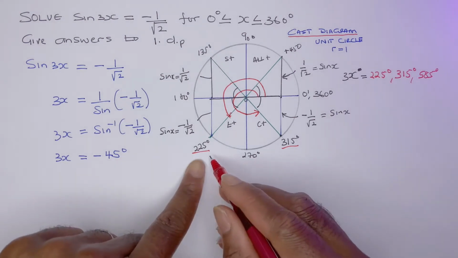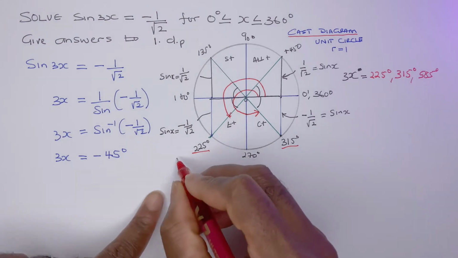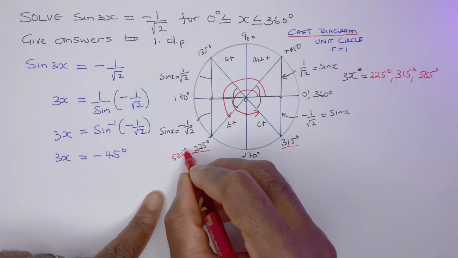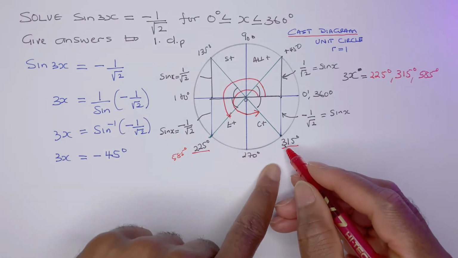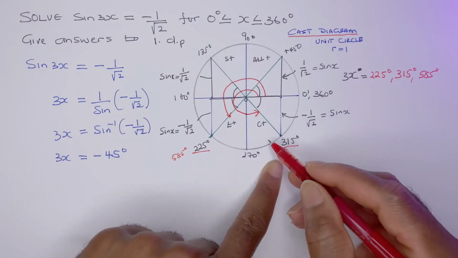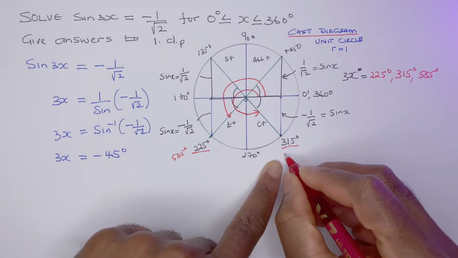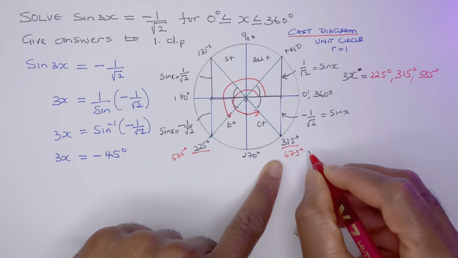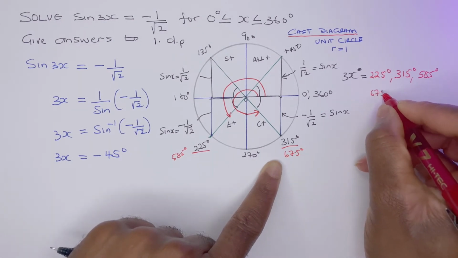So after that, we have to go back to here now. So this is 585 degrees. Now we have to go all the way to there. So 585 plus 90 should give us 675. So this will be 675 degrees. So that means we got another one, 675 degrees.